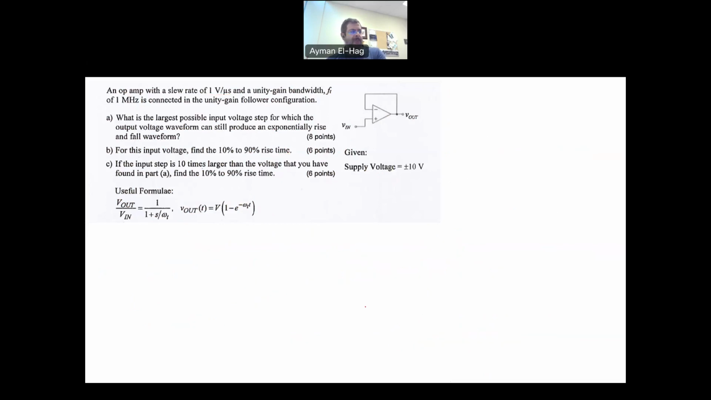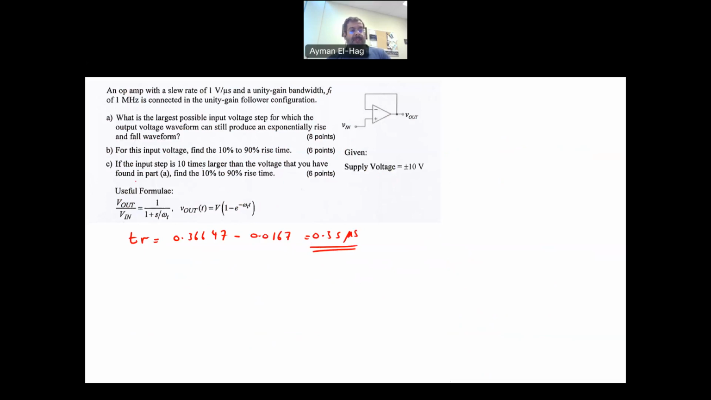We found both of them now. So the rise time tr will equal 0.36647 minus 0.0167, which is equal to 0.35 microsecond. This is basically your rise time.